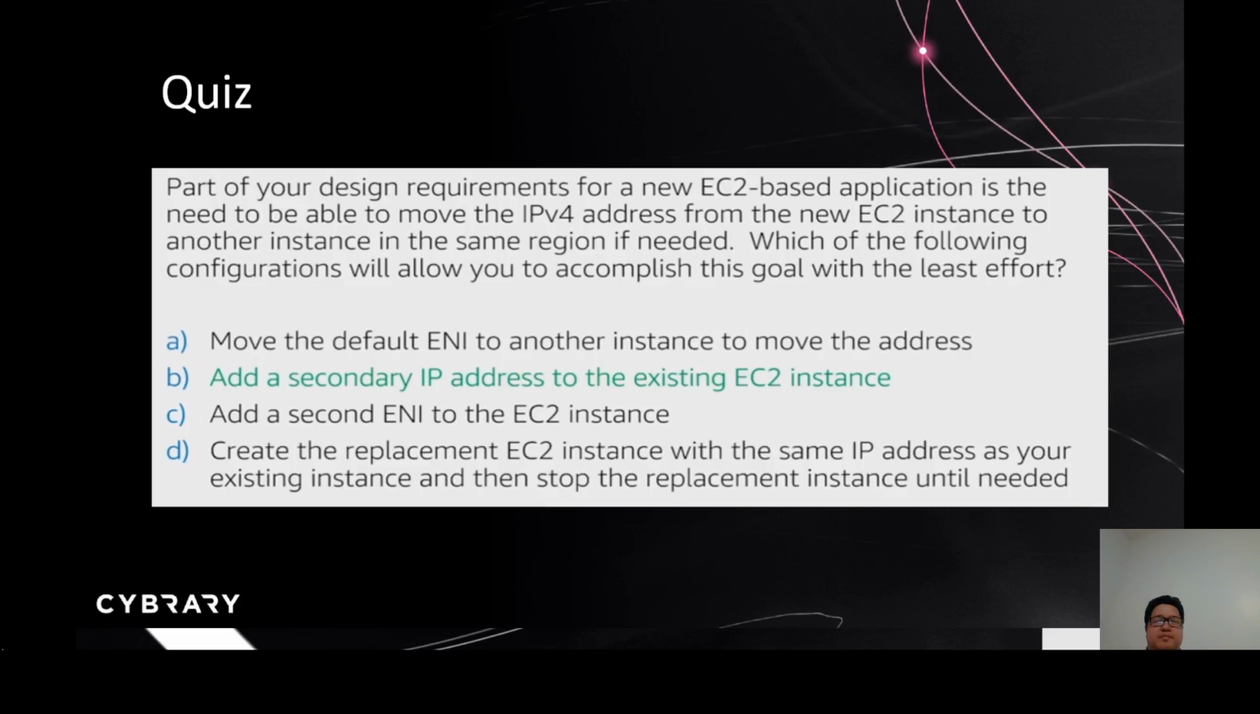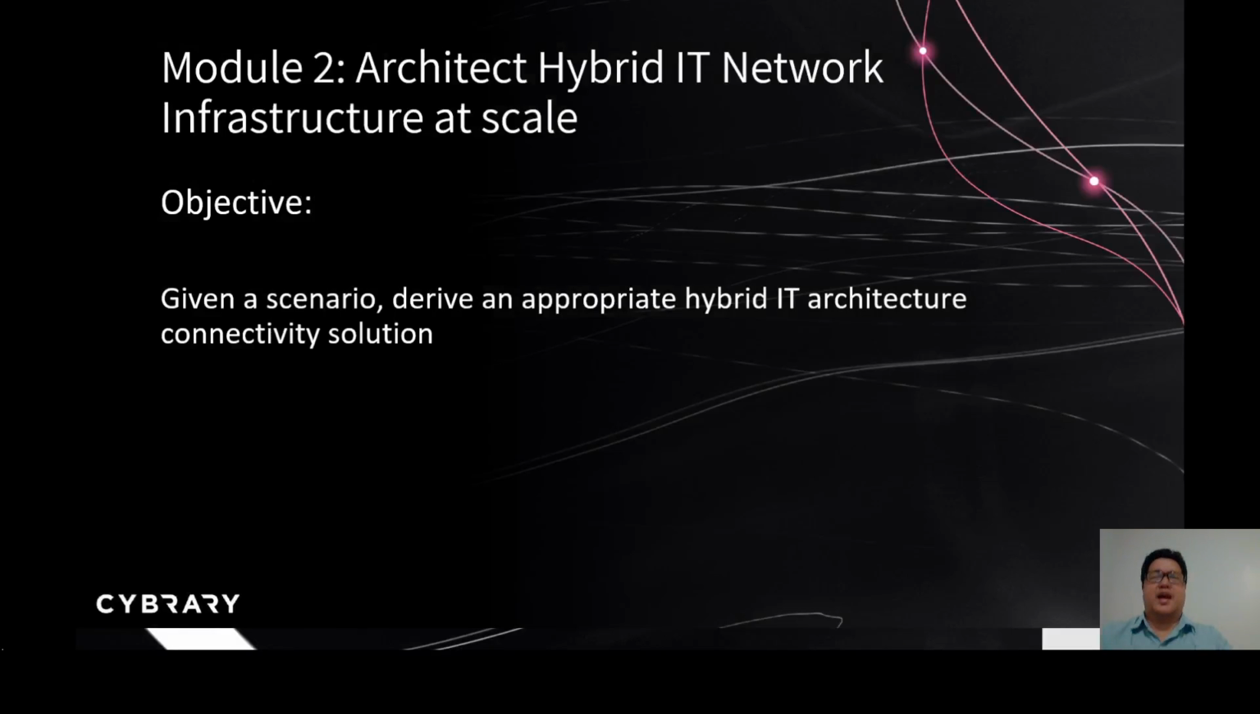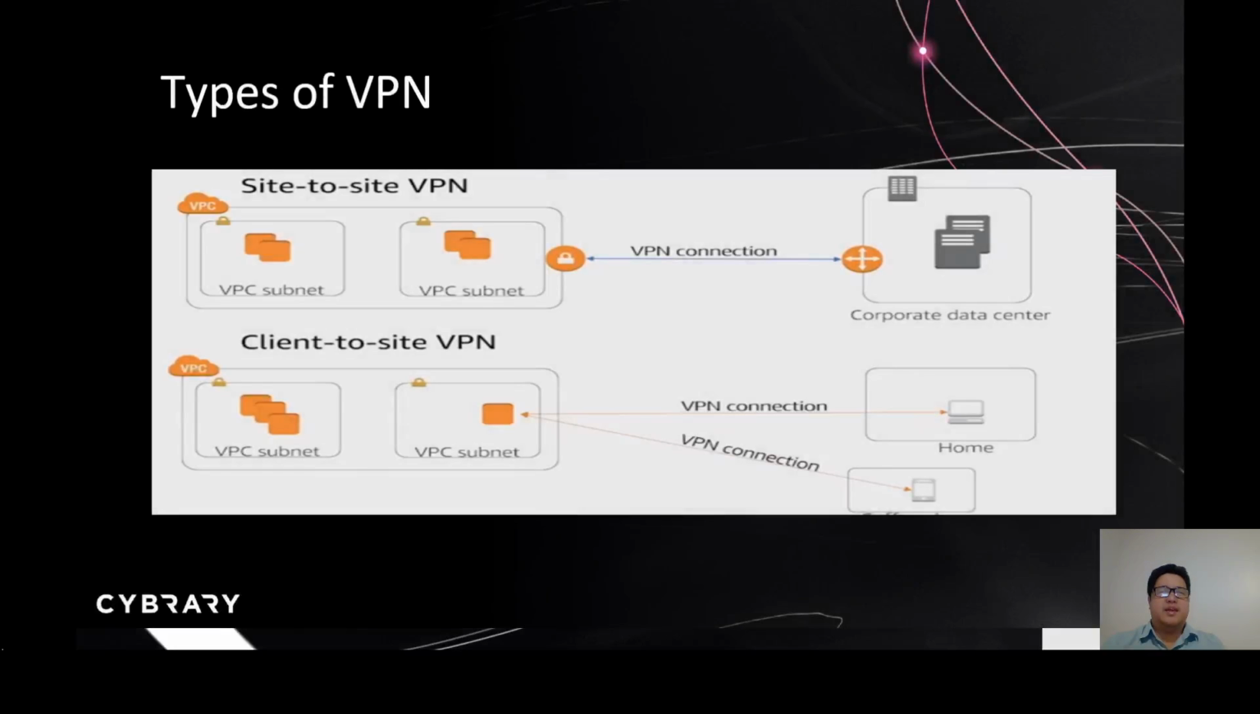Module 2: Architect Hybrid IT Network Infrastructure at Scale. The objective is that given a scenario, derive an appropriate hybrid IT architecture connectivity solution. Types of VPN: site-to-site VPN and client-to-site VPN. The difference is that site-to-site is from one VPC subnet to another for a VPN connection going to the corporate data center, and the client-to-site VPN is for the VPC subnet going to your house.